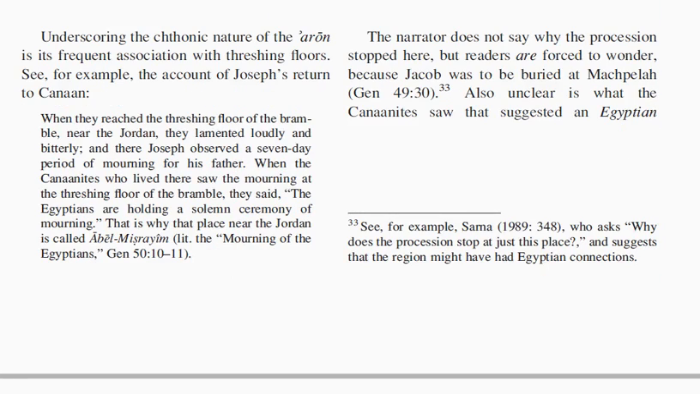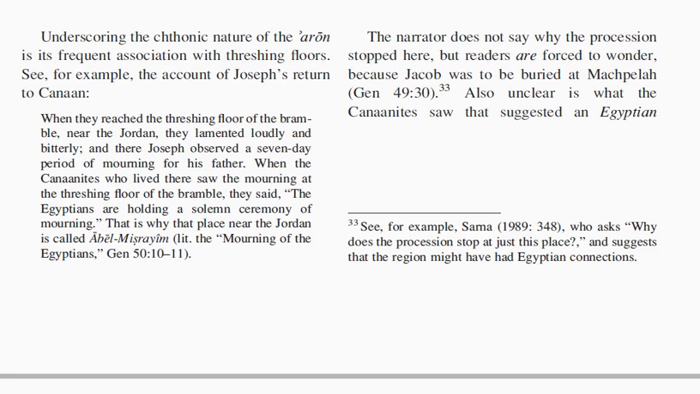Underscoring the chthonic nature of the Aron is its frequent association with threshing floors. See, for example, the account of Joseph's return to Canaan. When they reached the threshing floor of the bramble near the Jordan, they lamented loudly and bitterly, and there Joseph observed a 7-day period of mourning for his father.